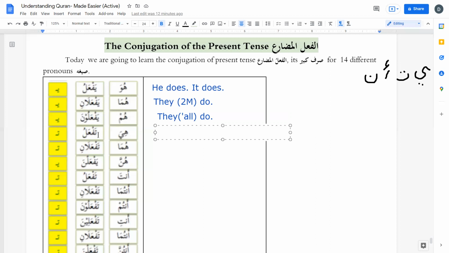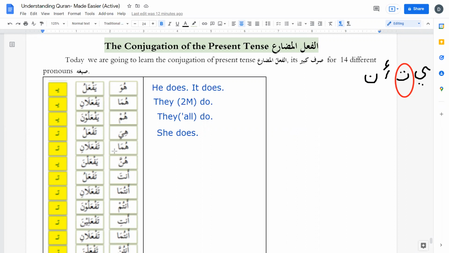Taf'alu is what we say when the doer is she or it, and it means she does, or she is doing, or she will be doing. So for he does, yaf'alu, the symbol of mudare is ya, and here the symbol of mudare is now ta.